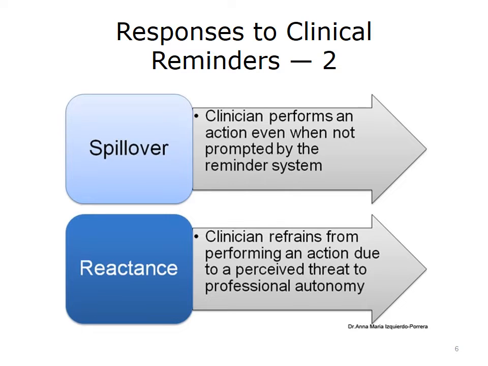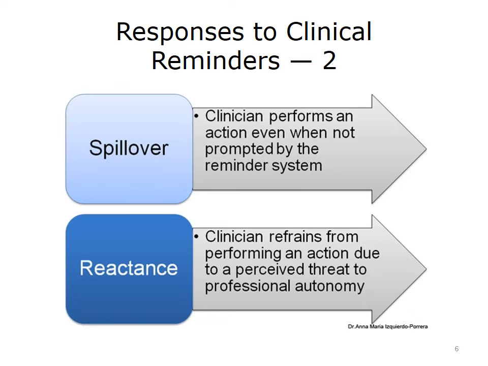2 additional types of responses include spillover and reactance. Spillover can occur when there is a spread of responses merely due to increased awareness of the need for an action, even when the clinician is not prompted by the reminder system. For example, Zanetti's research team found that reminders for intraoperative drugs increased redosing even in a control group that did not receive these reminders, and concluded that this spillover occurred because of increased awareness to the importance of redosing.